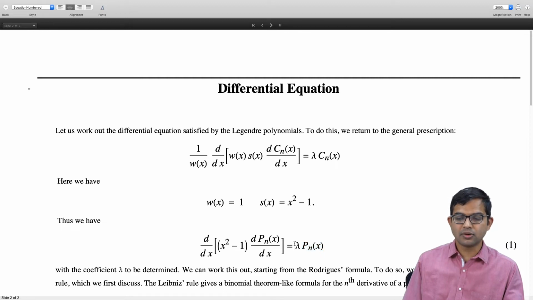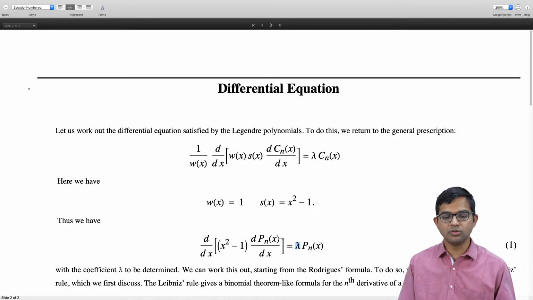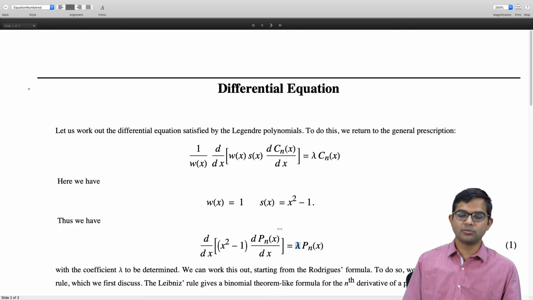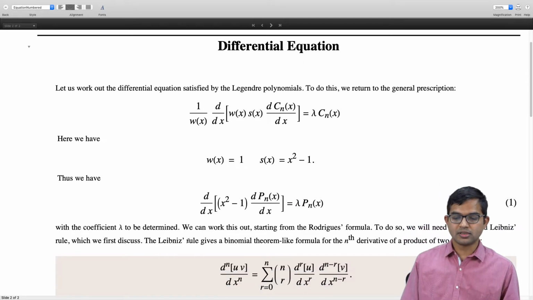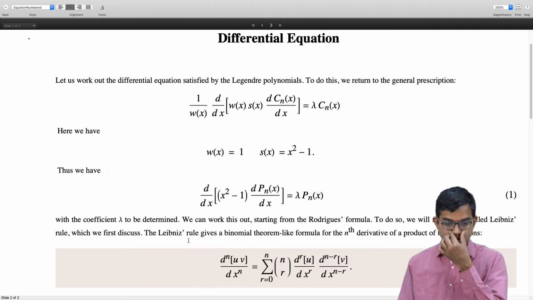And so we have to work out this constant lambda, this coefficient needs to be determined, and that we will do with the use of Rodrigues formula and a rule which goes by the name of Leibniz rule, which is basically an application of the binomial theorem. So let's see what the Leibniz rule is.